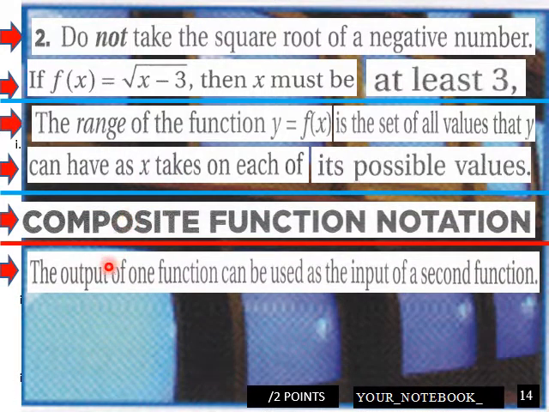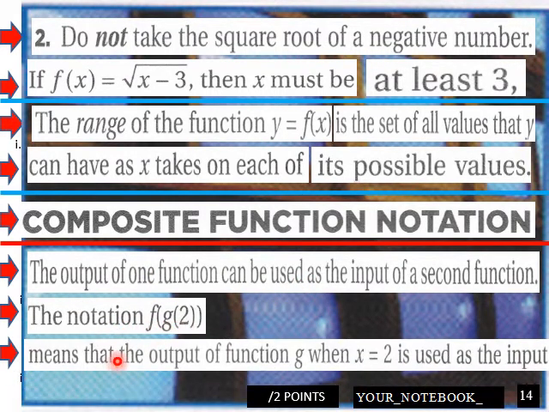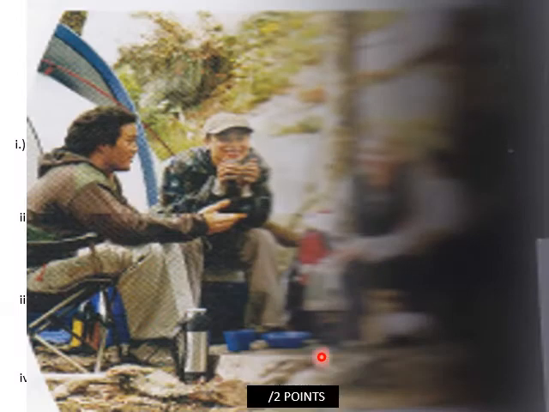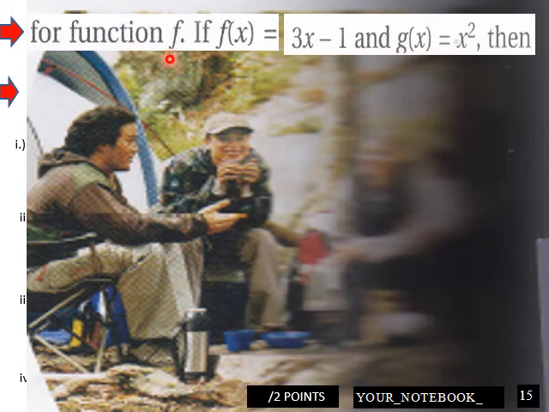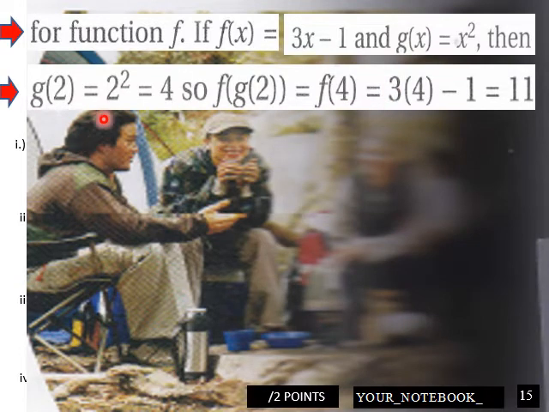Composite function notation. The output of one function can be used as the input of a second function. The notation f of g of 2 means that the output of function g is used as an input for function f. If f of x equals 3x minus 1, and g of x equals x squared, then g of 2 would be 2 squared, which equals 4, so f of g of 2 would be f of 4, which would be 3 times 4 minus 1.